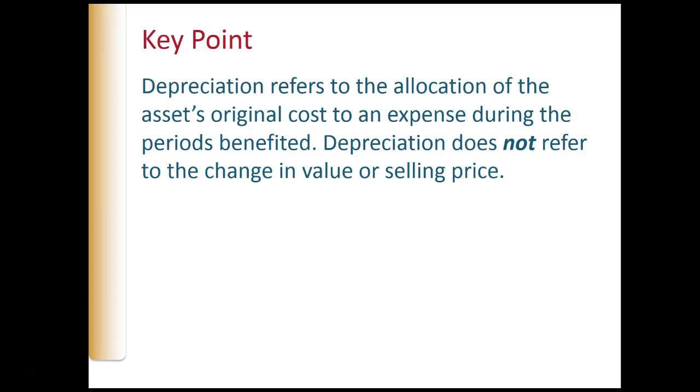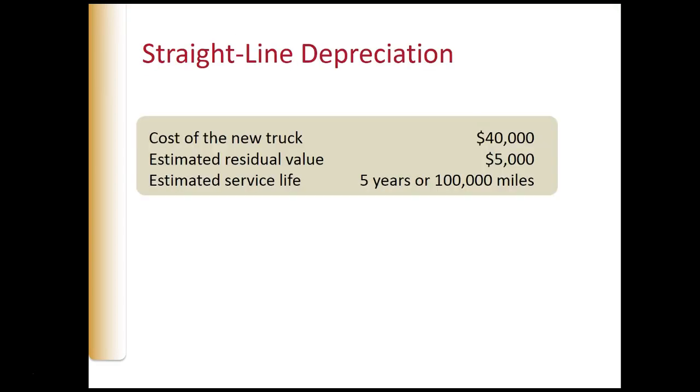A key item to remember: depreciation refers to the allocation of the asset's original cost to an expense during the periods benefited. It doesn't refer to the change in the value or the selling price. So let's look at straight line, which is the easiest understood and most widely used depreciation method.